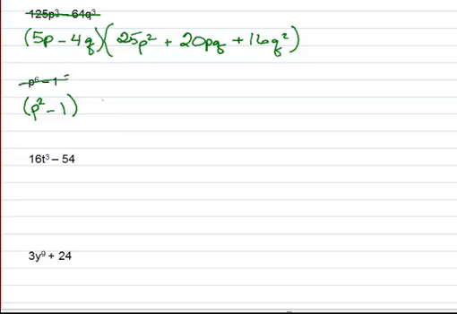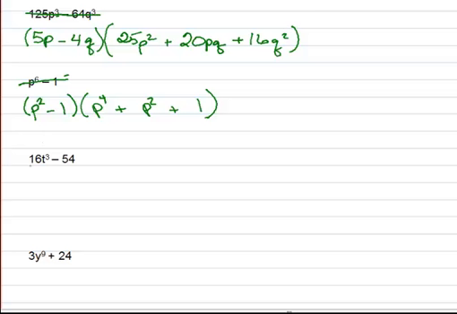Again, I'm just going to work off of our new binomial. Square the first, change the sign, multiply the two. 1 times p squared is p squared. Always a plus. Square the second, and you're done.